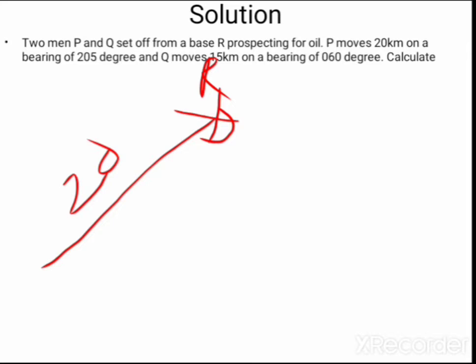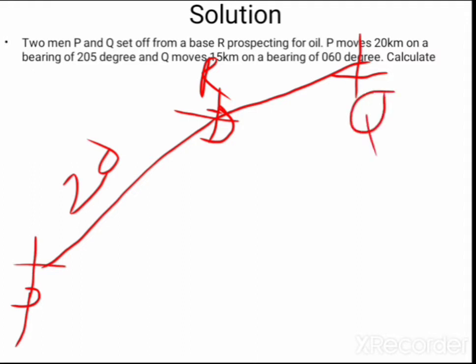Then Q moves 15 km on a bearing of 60 degrees. So let's assume something of this nature to be our 60 degrees. We draw our 60 degrees. So this will be P, and this will be Q. What we are asked to calculate is the distance between P and Q, and the bearing. We noted that the distance between R and Q is 15 kilometers.